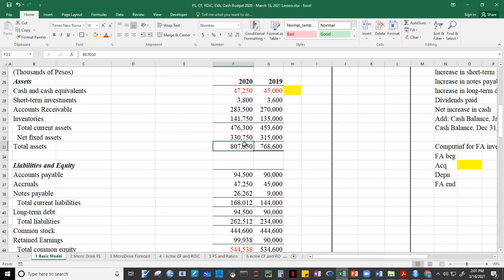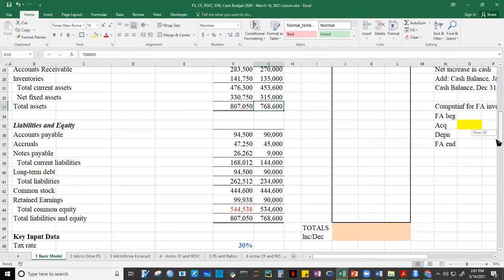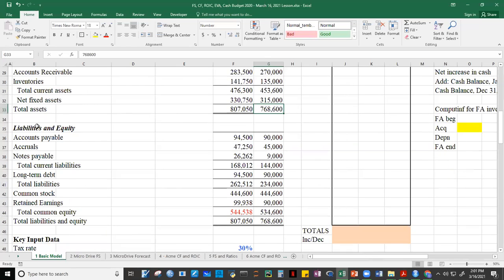As of December 31, 2020. Yung sa 2019 naman, 768, no? So we see that the total assets increased by around 40,000, more or less. Okay, so liabilities and equity naman. So we have this. Anong part ng liability to, guys? Current liabilities. Okay, current liabilities at saka non-current liabilities, no? So current liabilities, ang meron niya, accounts payable, accruals, at saka notes payable. We add this to get our total current liabilities.